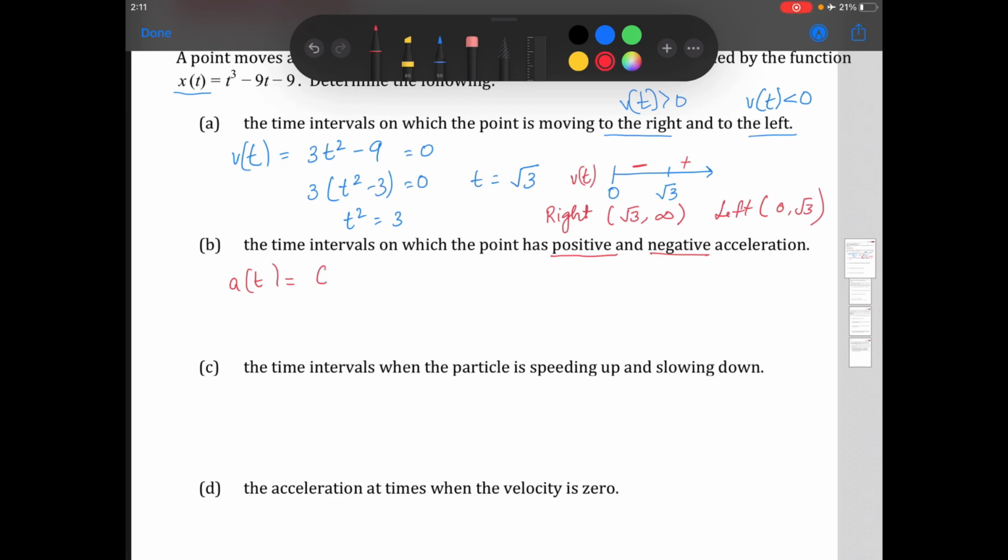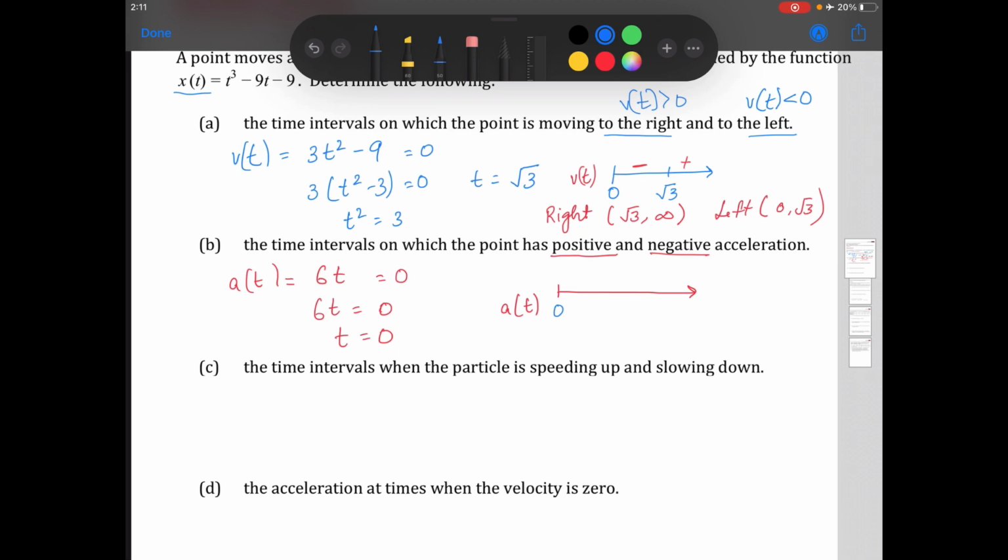which would be what? The derivative of 3t squared is 6t, and negative 9 goes away. I'm going to set it equal to 0. So 6t is equal to 0, so therefore t is equal to what? 0. So here my number line, this is interesting. My acceleration number line is what? A of t, and I'm going to start at 0, and there's no number that I'm going to put on the line because t is equal to 0.